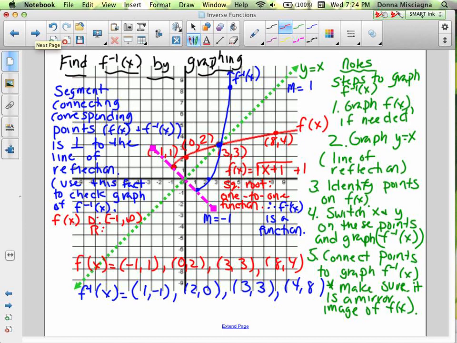Our range, the lowest y value is 1, right? That's our first y value. So our range is going to be 1 to infinity. Let's do the same thing, domain and range, but now for the inverse. All right, that's supposed to be a negative 1, and it doesn't look like that. There we go. All right, so domain.